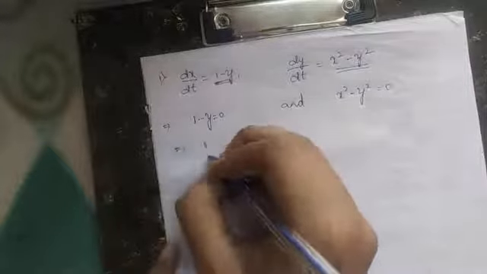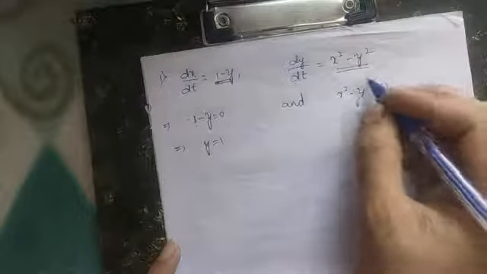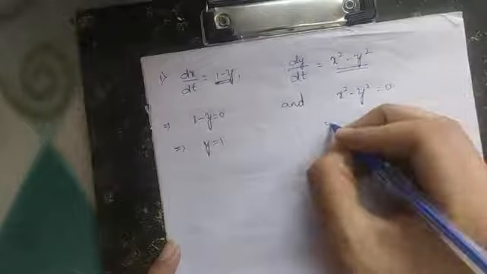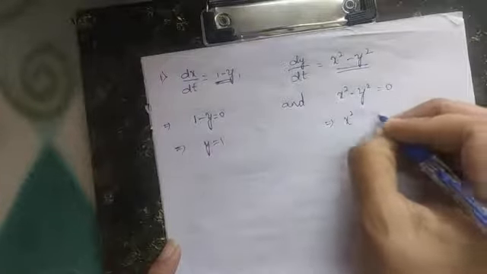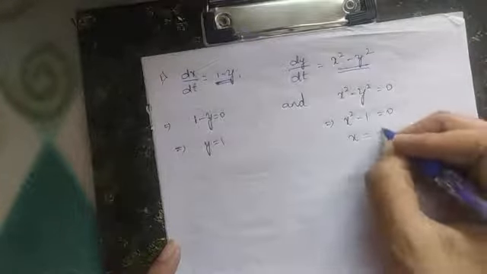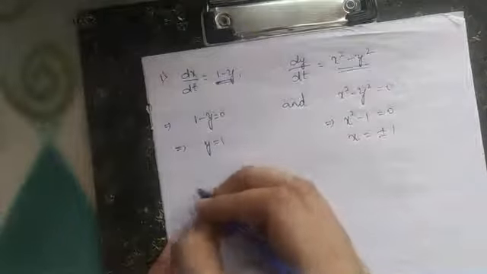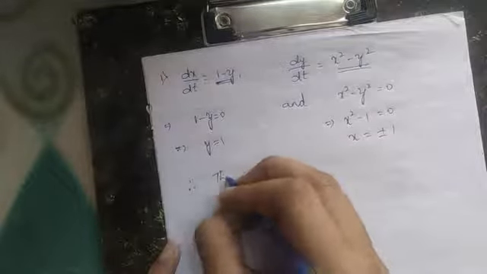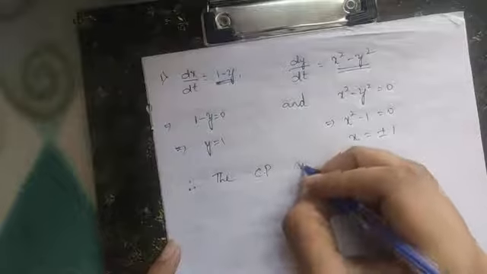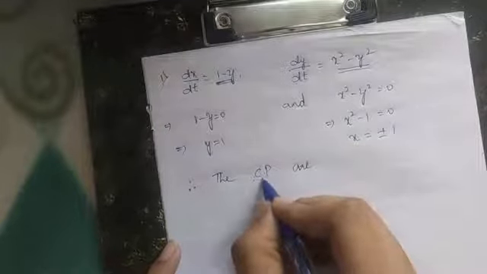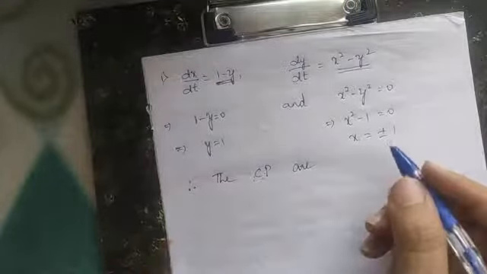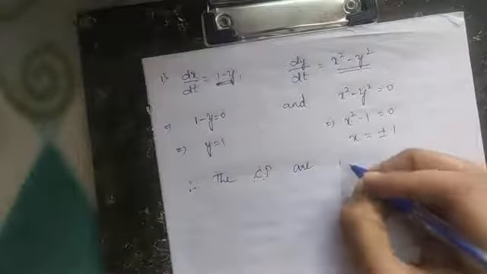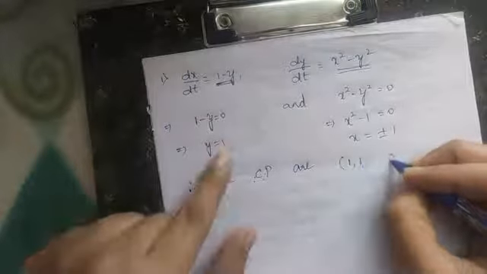From this, y is equal to 1. So if I substitute the value of y here, I will get x square minus 1 is equal to 0. So x is equal to plus or minus 1. Therefore, the critical points, I'm writing CP, which is nothing but critical points, are 1 comma 1 and minus 1 comma 1. These two are my critical points now.